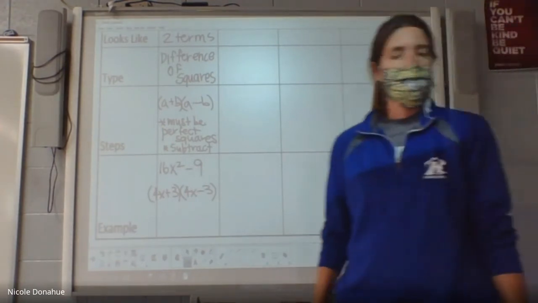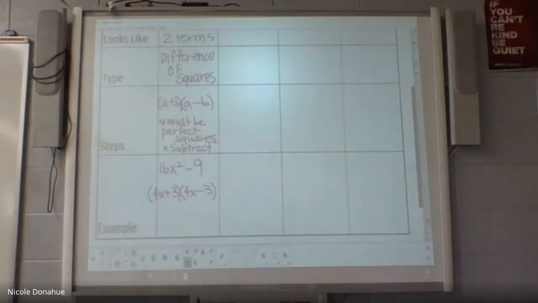Okay, I want to practice these first two. Why don't you in this part of the room go grab whiteboard markers?